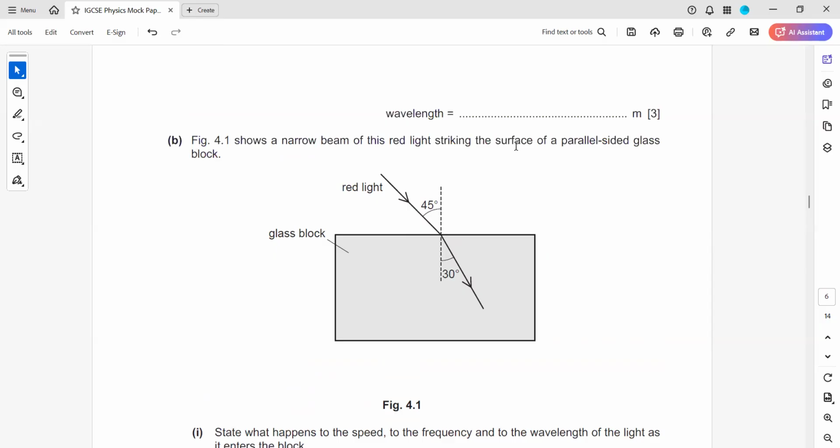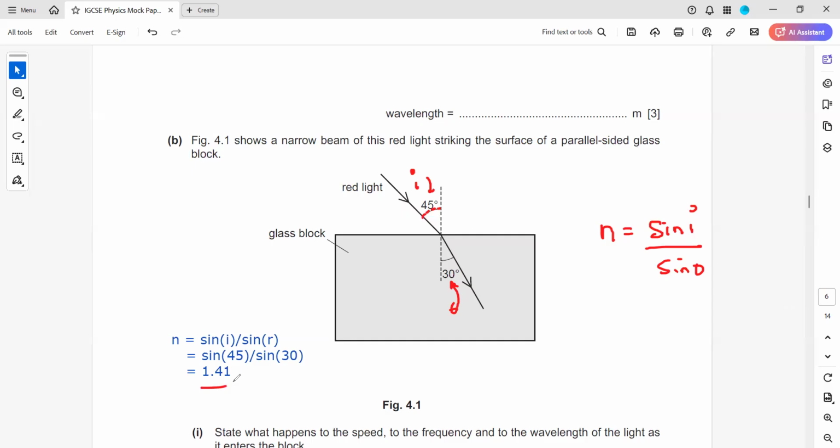Then show the refractive index. We need the refractive index, which is a ratio of speeds or angles. So we use a formula. It is moving from air to glass, so we'll use the formula sine angle I over sine angle R. The angle is always measured from the normal. So the angle of incidence is given, 45. If the wavelength decreases, the speed will also decrease. If the wavelength increases, the speed will also increase, but the frequency remains unchanged. So the angle of incidence is 45 and the angle of refraction is 30. So sine 45 over sine 30 is 1.41.